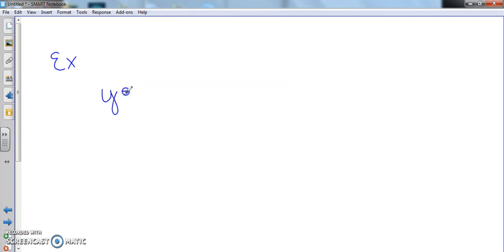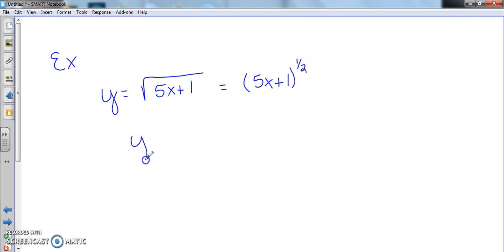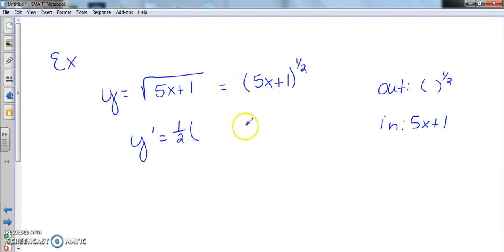Let's get crazy and try y equals the square root of 5x plus 1. First, you want to rewrite this as an exponent. So this will be 5x plus 1 to the 1/2 power. So now we take the derivative. You got to figure out what's the outside function. Now, hopefully you realize it's the thing that literally is on the outside, which is that exponent, which is to the 1/2. And then the inside function is either what's in that square root or in the parentheses, which is just 5x plus 1. So the derivative is, you take the 1/2, you bring it down, of something.